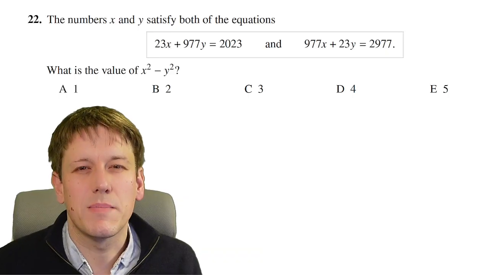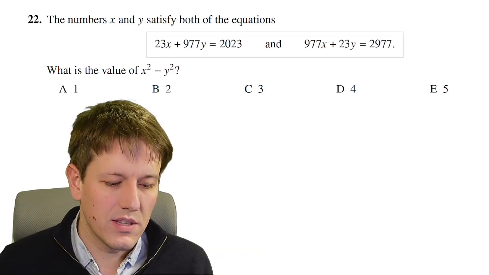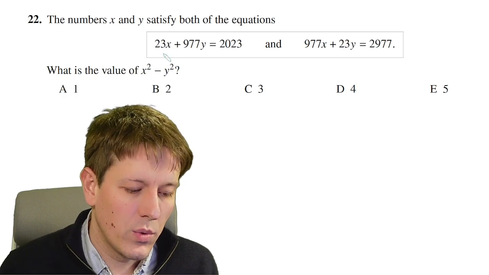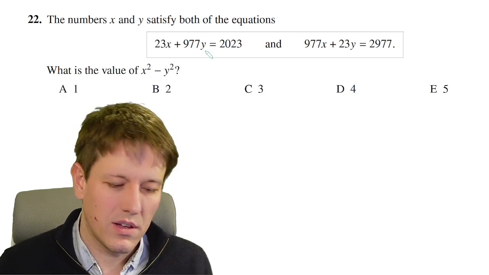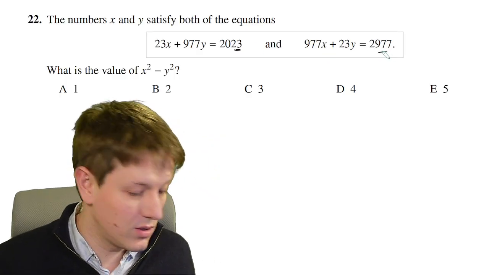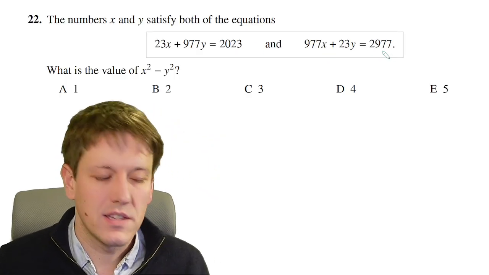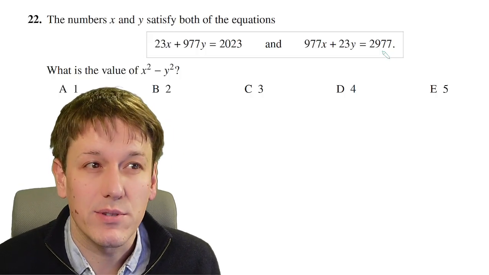Standard simultaneous equations methods here would lead to some quite nasty algebra, but we do notice that there are some nice things in these equations. We've got symmetry in the sense that there's 23 and 977 in both equations here, and also in the numbers 2023 and 2977, and those two numbers, 23 and 977, add together to give 1000, and that's going to be quite helpful.